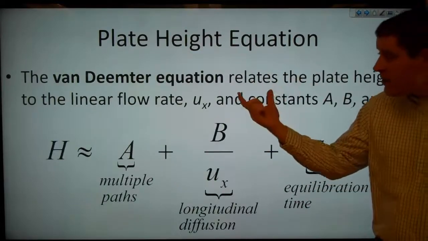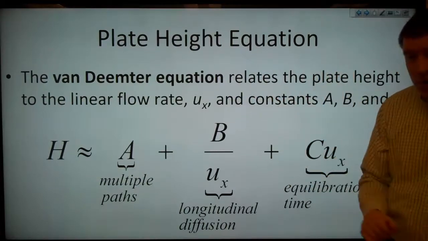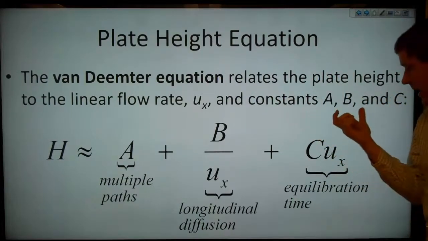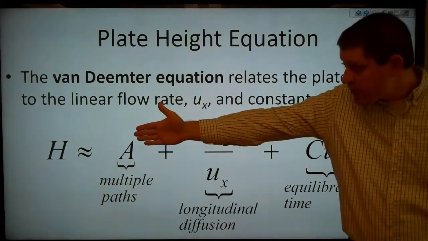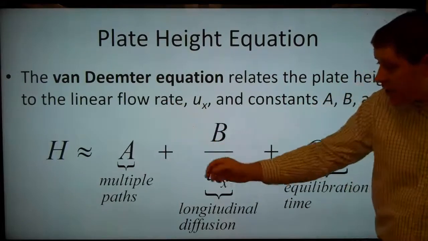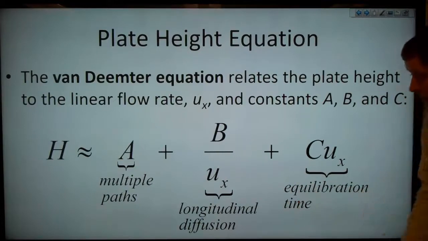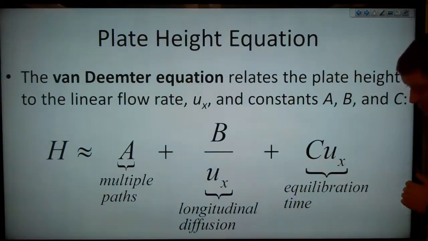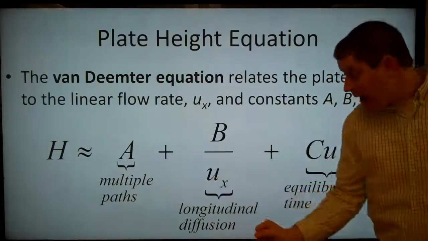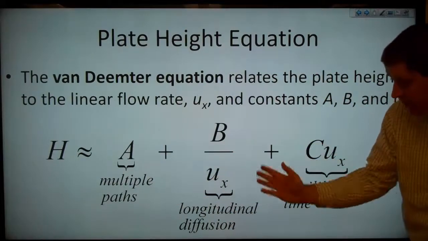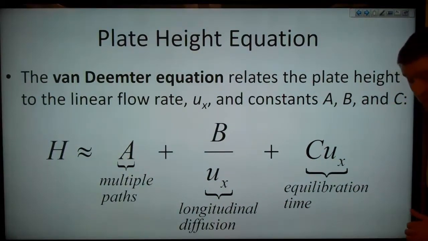So the Van Deemter equation relates the plate height to the linear flow rate u sub x and constants a, b, and c. So the Van Deemter equation is given here. We've got h, which is the plate height, is approximately equal to a plus b over u sub x plus c times u sub x. And note that I've given some labels here. A is from multiple paths. This second term here is from longitudinal diffusion, and the third term is from the equilibration time.